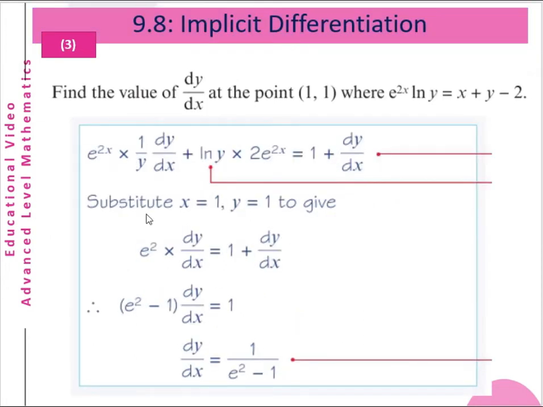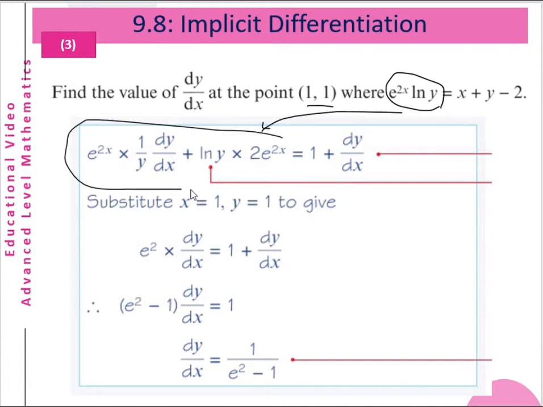Example 3, find the value of dy by dx at the point (1, 1), where e to the power 2x log y equal to x plus y minus 2. We differentiate the first term here, we get this one. Differentiate x, we get 1. And differentiate y, we get dy by dx. Differentiate minus 2, we get 0. So we get this equation.